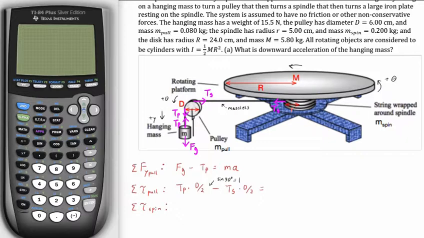So that's just going to be the rotational mass with moment of inertia. So it's just going to be 1/2 m pull times d over 2 squared. Okay, and that all looks great.